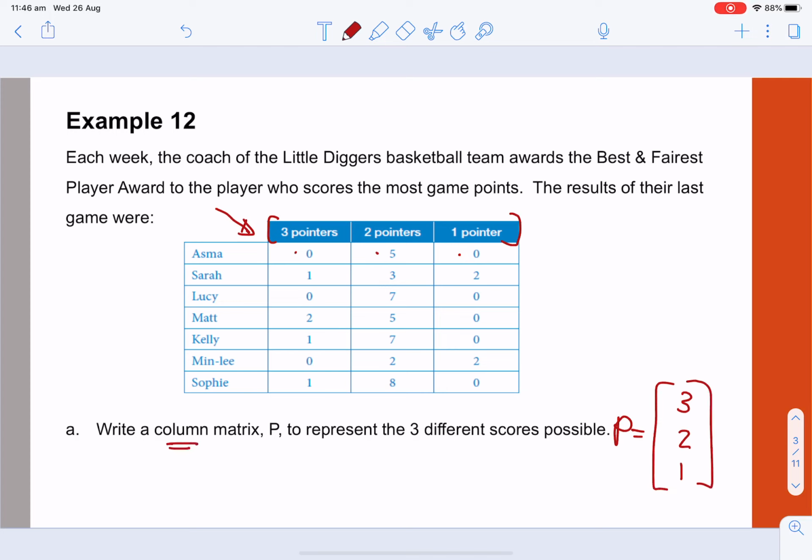Now this question asked for a column matrix, so I've taken the information from up the top here from the row and put it into a column. It didn't change the data or the elements at all, it just changed the position of them, just because we're asking for a column matrix, not a row matrix.